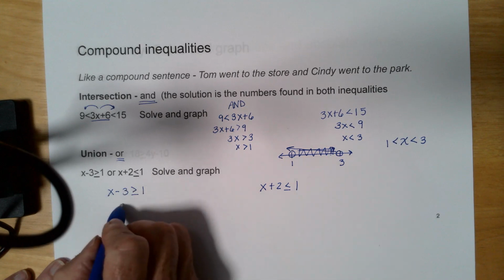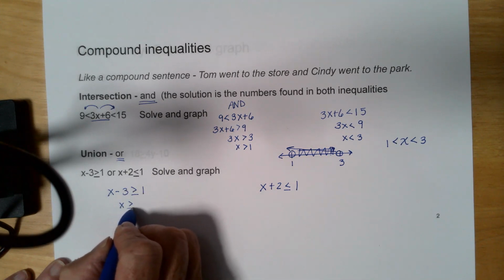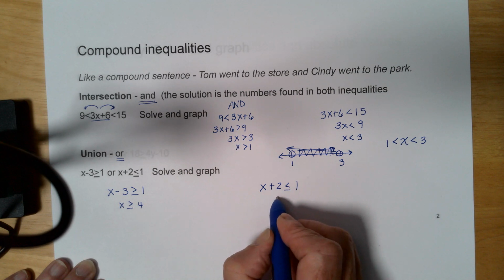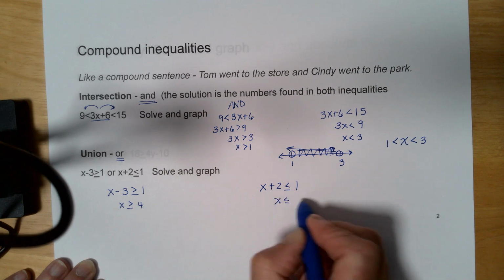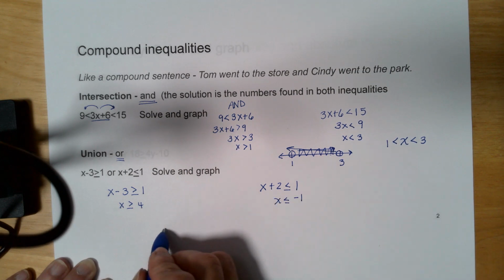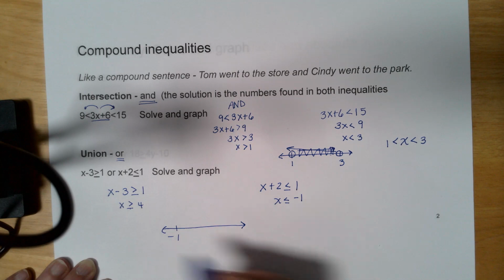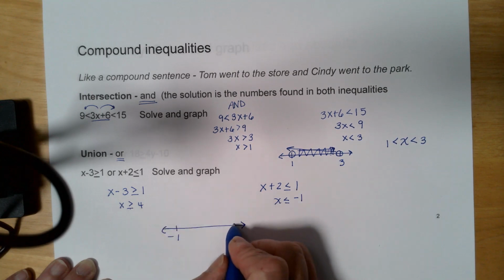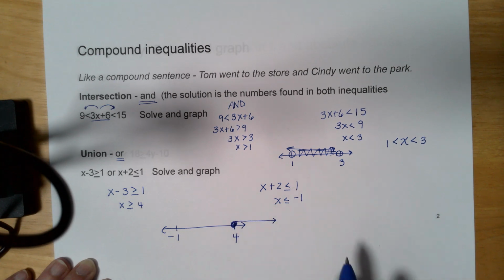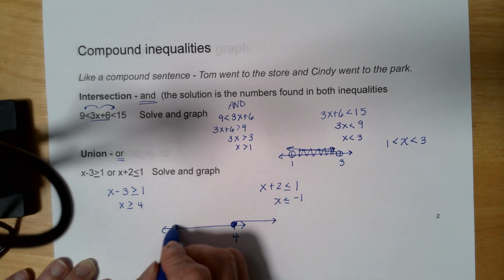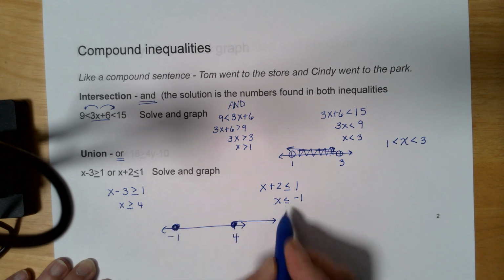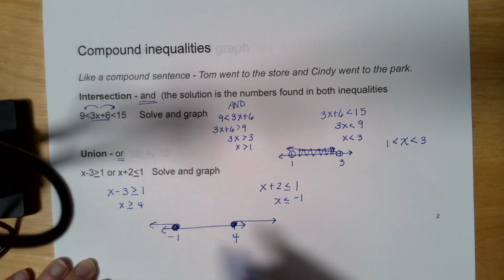So I'm going to add the 3, so I have x is greater than 4. And I'm going to subtract the 1, so I have x is less than or equal to negative 1. When I put these on a number line, notice it does have a line underneath it. The negative 1 is on the left-hand side. The positive 4 is on the right-hand side. So greater than 4, I'm going to put an open circle, and it goes in that direction. I'm going to fill in the circle for the other, because I have a line underneath it, and it goes in that direction.